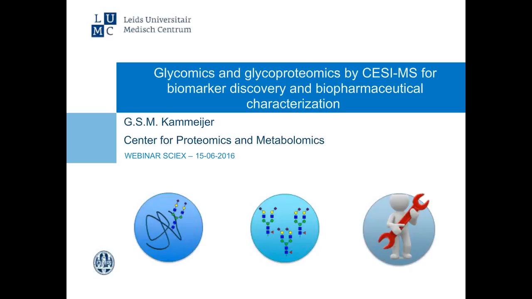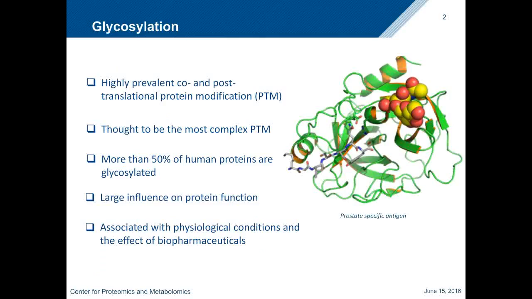Thank you, Brenda, for this kind introduction, and thank you all for tuning in today. Before I go really in-depth into what my research is, I first want to briefly explain what glycosylation is. Glycosylation is one of the highly prevalent co- and post-translational modifications that are out there, and it's thought to be the most complex type. They're known to be really heterogeneous, and more than 50% of human proteins are known to be glycosylated.